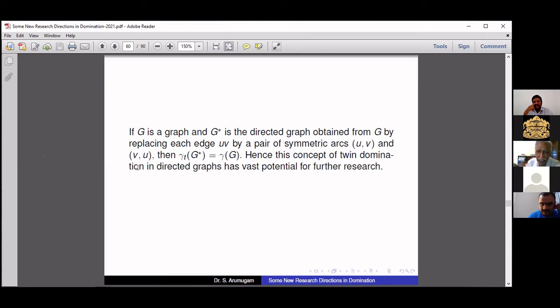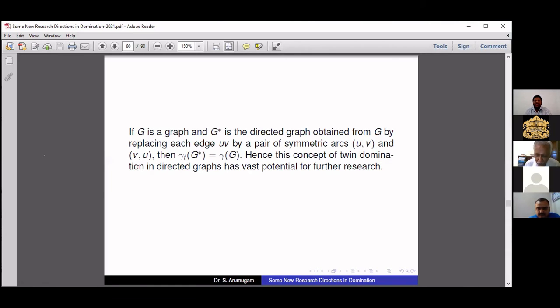Let us find the twin domination number of tournaments. That is a big research problem. It's not going to be that easy. Even the twin domination of a tournament is not that easy. So here is a topic which is highly promising for research.